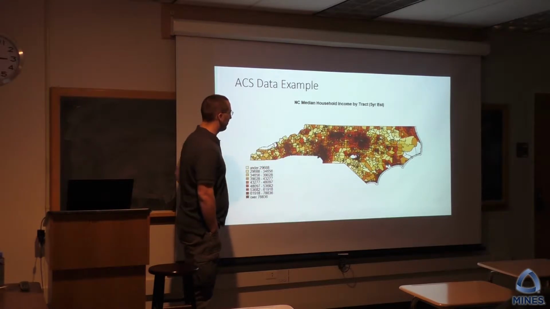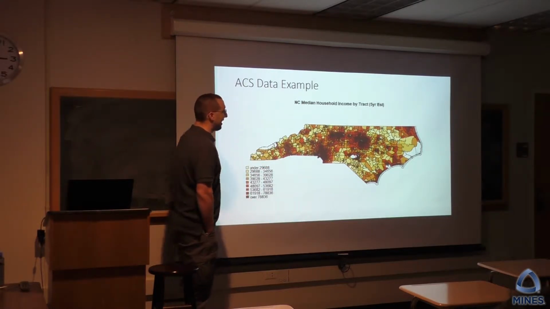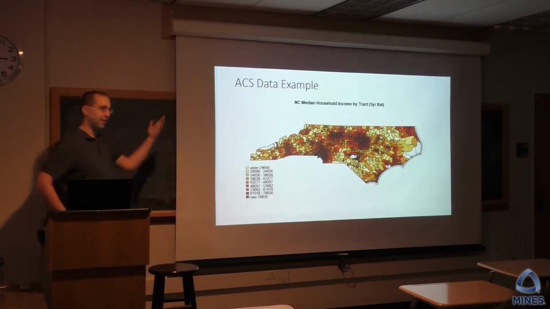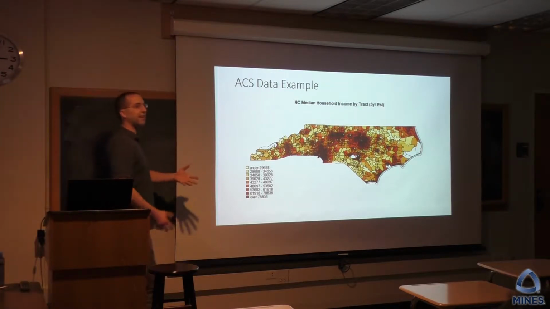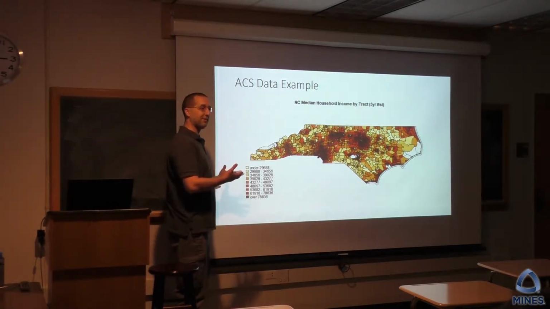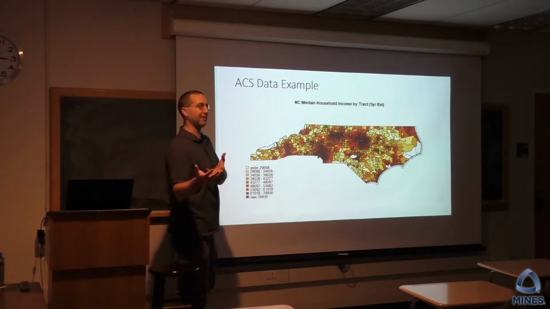Of course, this actual geometry is not from the ACS itself, but it's also from a census product called the TIGER Lines website, where you can basically find the shape files that correspond to the geometries that the ACS uses, right?